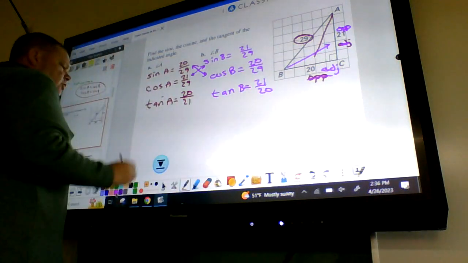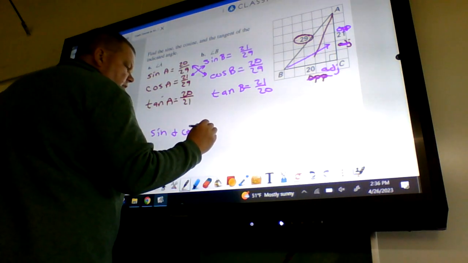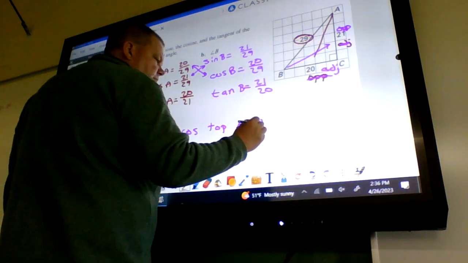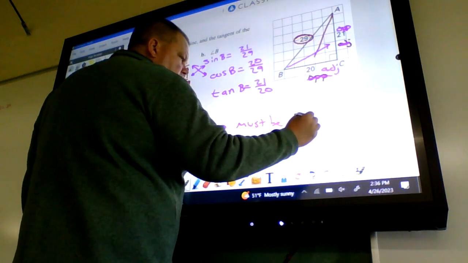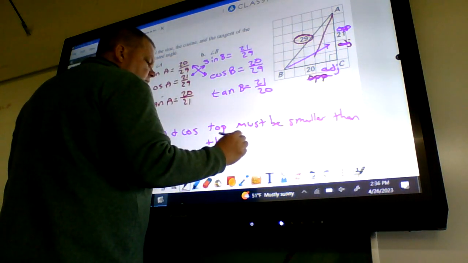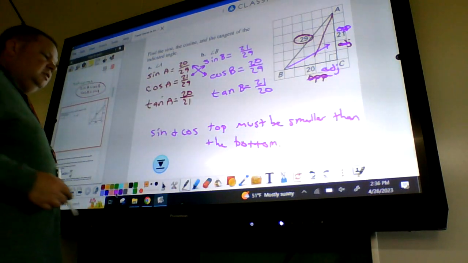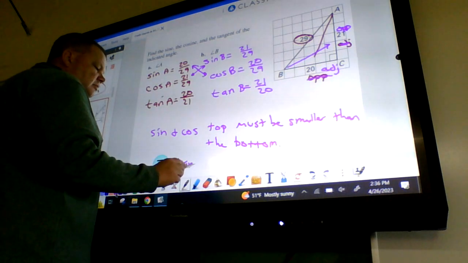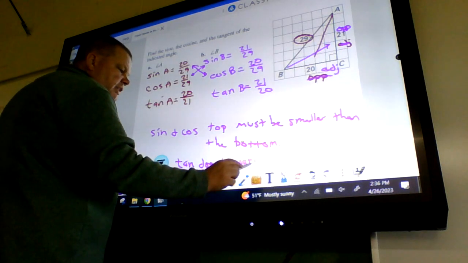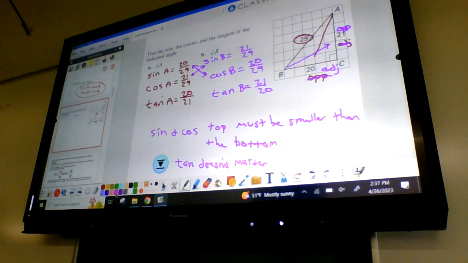Now, the other thing that you need to know: sine and cosine, the number on top must be smaller than the bottom. In other words, your numerator has to be smaller than the denominator on sine and cosine. Tangent does not matter. Your tangent can be greater than 1, but that is the only trig ratio that can be bigger than 1. The sine and cosine, our numerator always has to be smaller than our denominator.